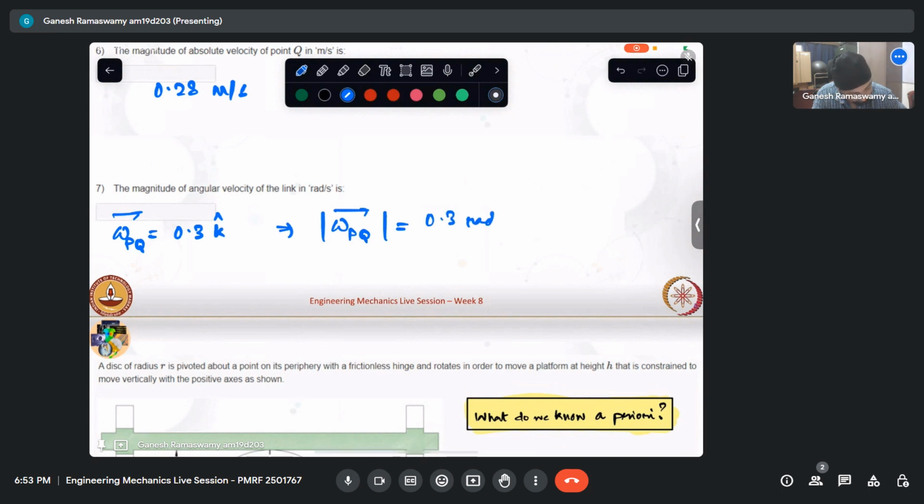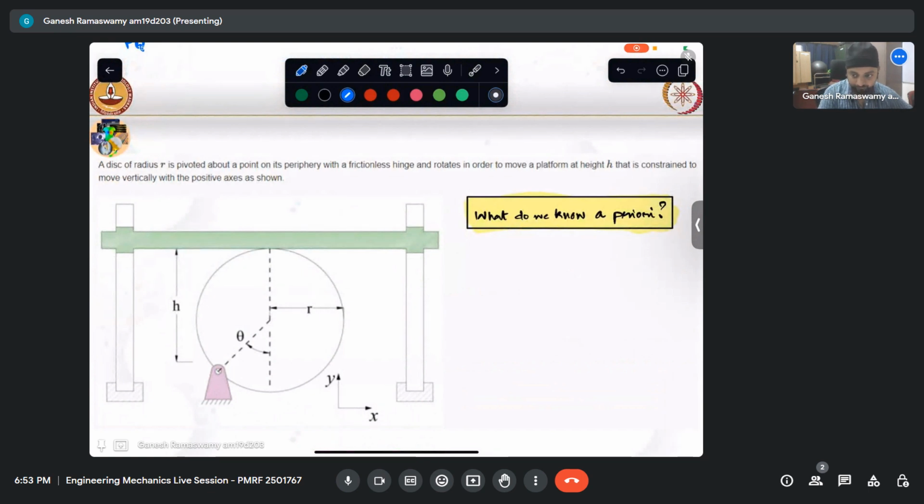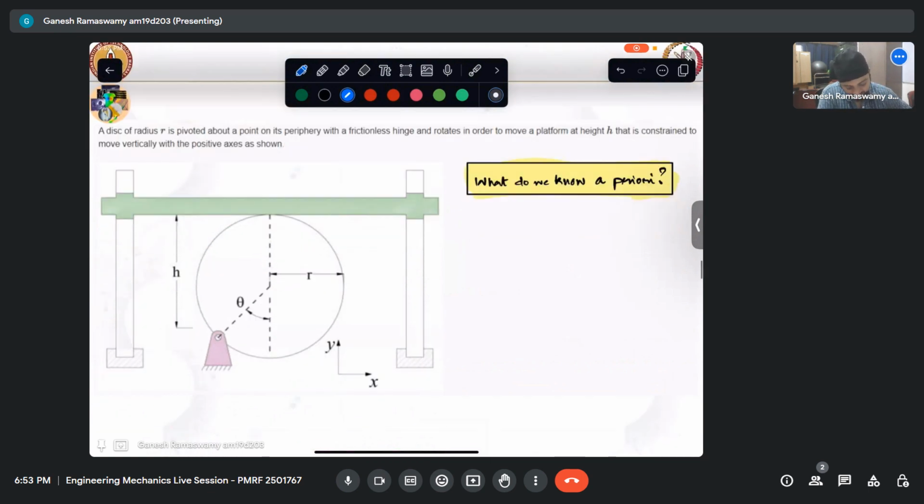Radians per second. So looking at the next question, a disk of radius r is pivoted about a point here on its periphery. So it is on the diameter of the disk. It is on the circumference of that disk.